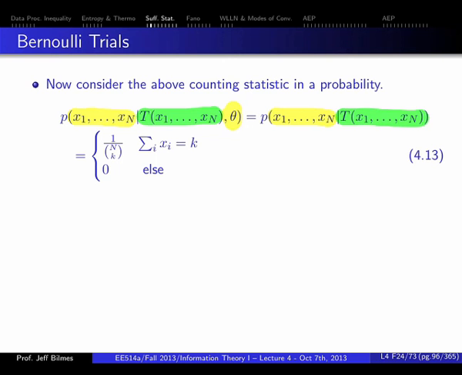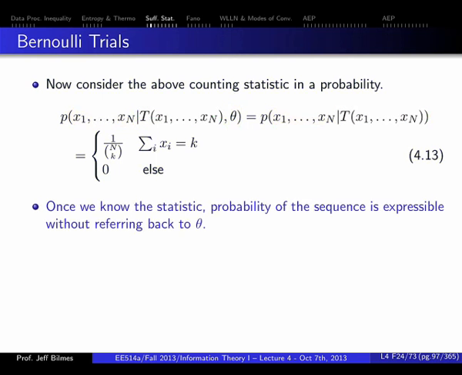And otherwise it's 0. We're going to prove why this is true in a minute. But before we prove it, let's talk about what the statistic has done. Once we know the statistic, the probability of the sequence is expressible without referring back to the underlying parameter governing the random variables, theta. So you've got a biased coin flip. Once we know how many heads there are, when we flip a coin n times with a biased coin, the bias doesn't matter.